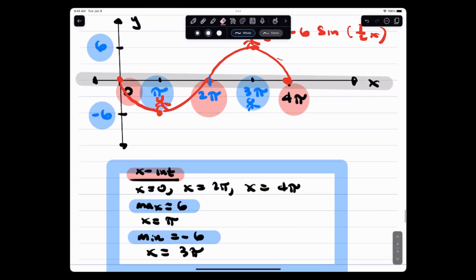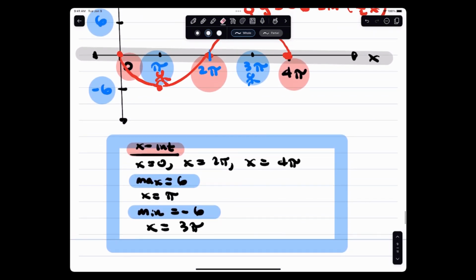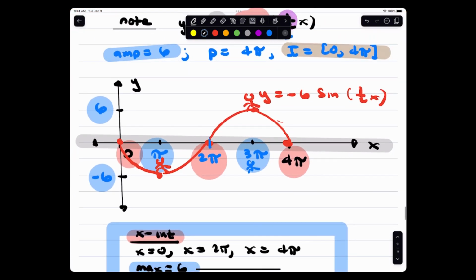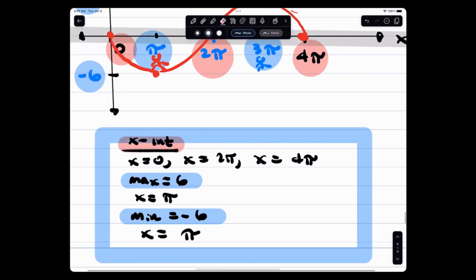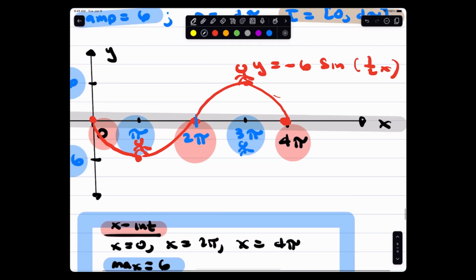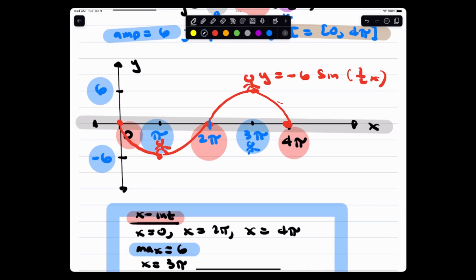Right? So your minimum is going to be negative 6 still. And then that happens at what now? That happens at x is pi. The maximum is going to be where? Maximum is going to be 6 and happens at 3 pi. So those things change because you have a reflection about the x-axis. That's that negative sine curve. Easy peasy lemon squeezy. So you always want to remember that if it's a negative value.